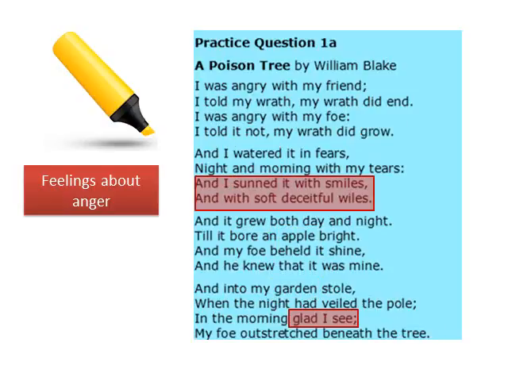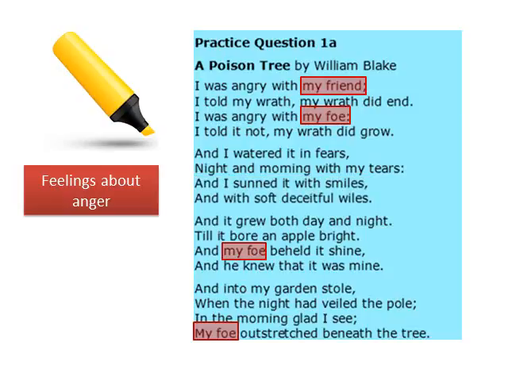Secondly, I might identify the phrase, and I sunned it with smiles and with soft deceitful wiles. Words like sunned and soft suggest that the speaker is taking care to nurture his feelings of anger. He's presented, on a superficial level at least, as being proud of his feelings of anger, and this is supported by the penultimate line, glad I see.